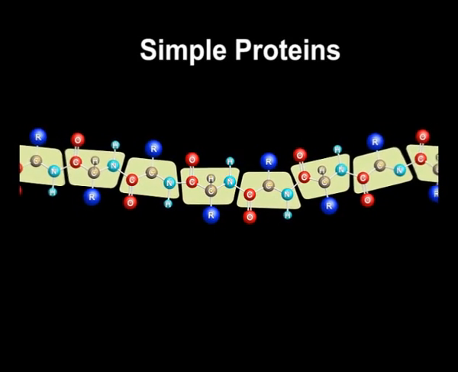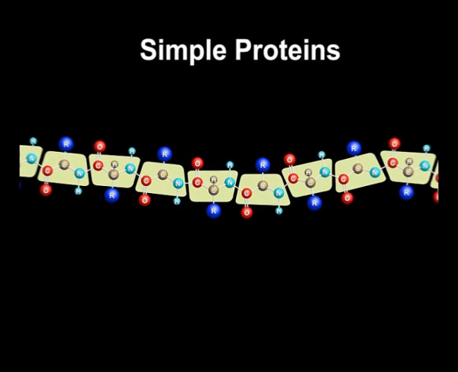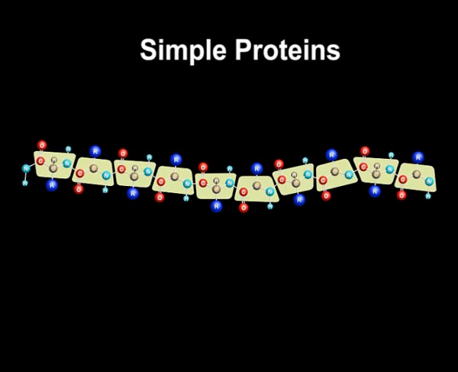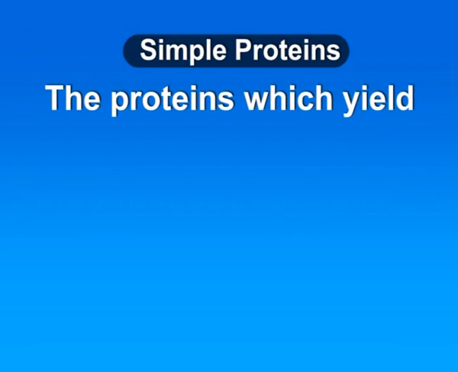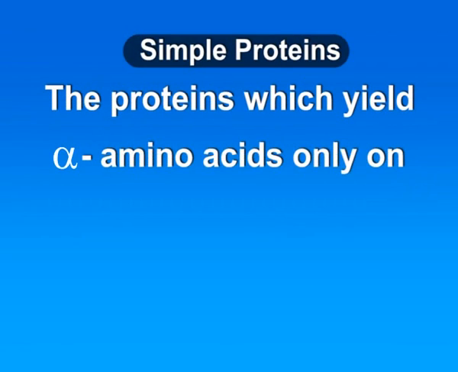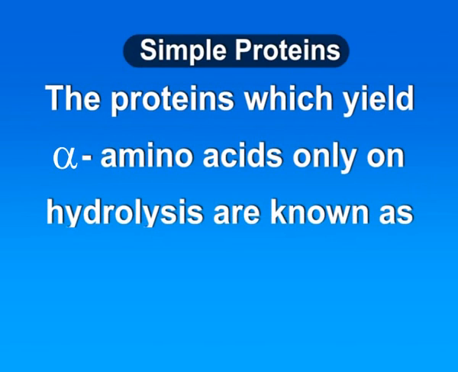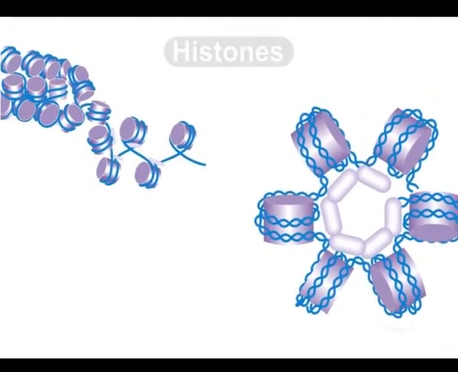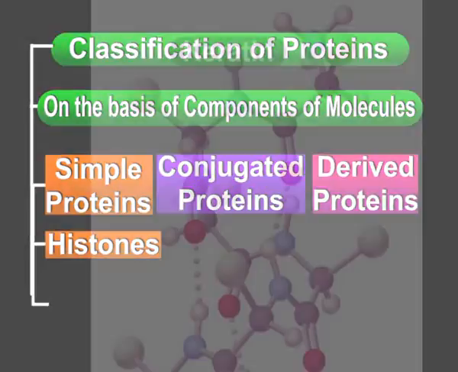Simple proteins are made up of amino acids only. Additional non-amino groups are absent. The proteins which yield alpha amino acids only on hydrolysis are known as simple proteins. For example, histones and keratin.